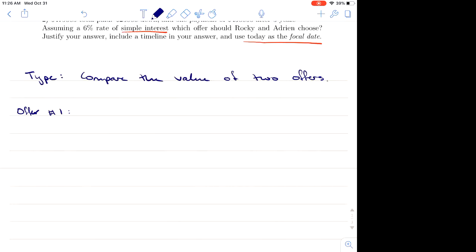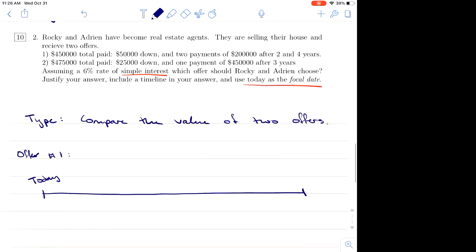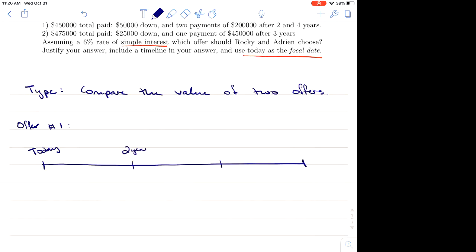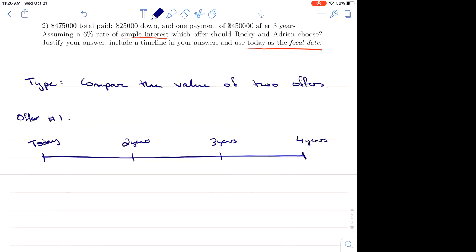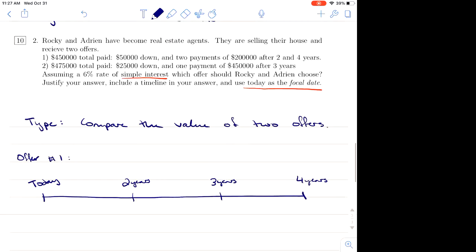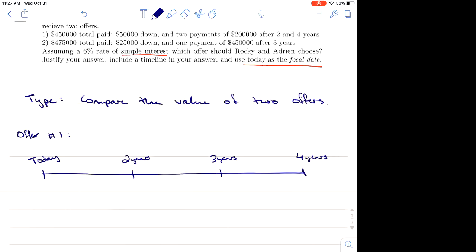So what I'm going to do for each of these is the timeline I'm going to use starts today, and then I've got 2, 3, and 4 years. That way it's easier to compare the two. You don't have to put the 3-year mark on offer number one. It doesn't really apply, but I like to have it there. Okay. So we draw our timeline, put the dates up top, and then we're going to jot down our payment amounts. So we've got 50,000 today, and then 2 payments of 200,000 after 2 and 4 years.